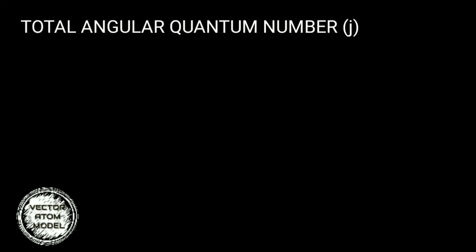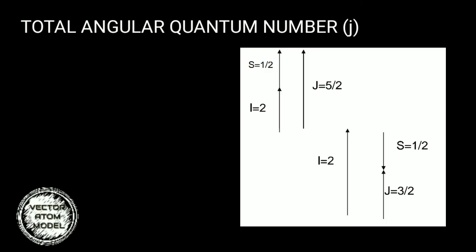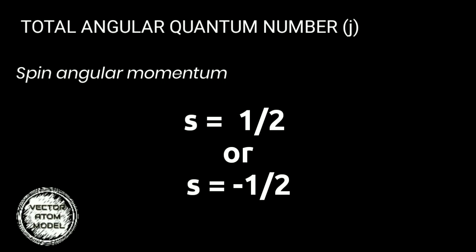The fourth quantum number is the total angular momentum quantum number. It is represented by the letter j. It represents the total angular momentum of the electron. It is the sum of the orbital angular momentum and spin angular momentum. The vector j is defined by the equation j is equal to l plus s, with the restriction that j is positive. The spin angular momentum s is equal to 1 by 2 or minus 1 by 2.